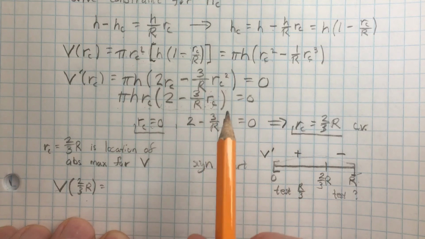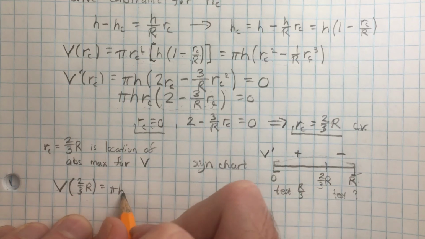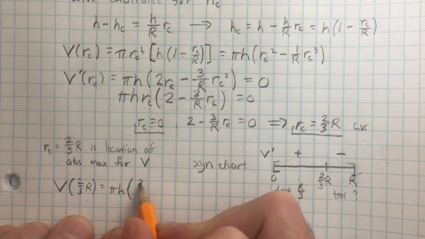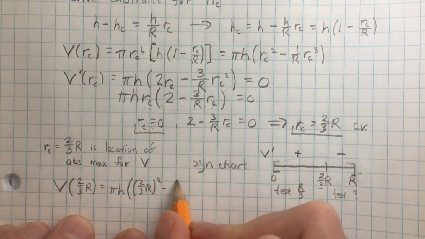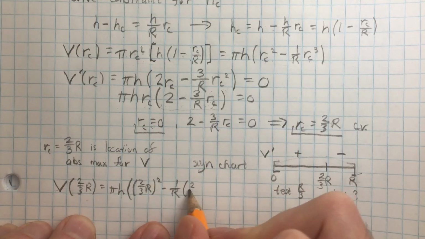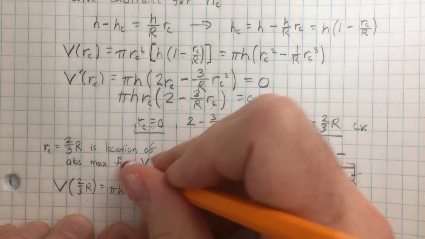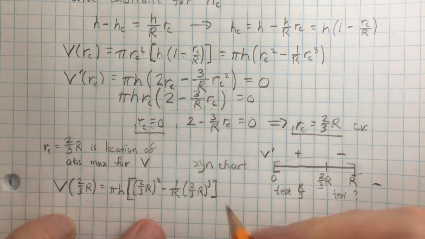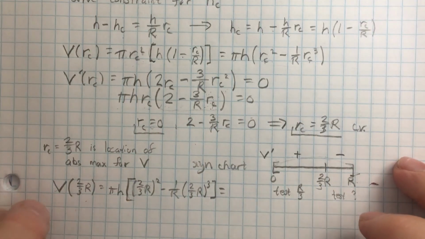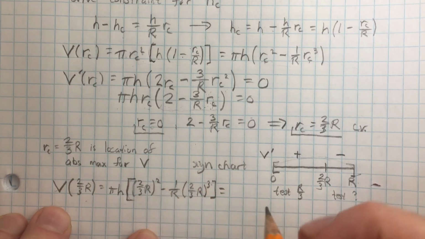We're going to change into 2/3 capital R. Let's just do this one. We'll have pi h times 2/3 capital R quantity squared minus 1 on R times 2/3 of R quantity cubed. And maybe I'll use a bracket again here. All right, so we just need to calculate that. First thing we do is take out R squared. Or if you think about it for a brief moment, R cubed on R would be R squared, and this has an R squared. So let's take out the R squared.